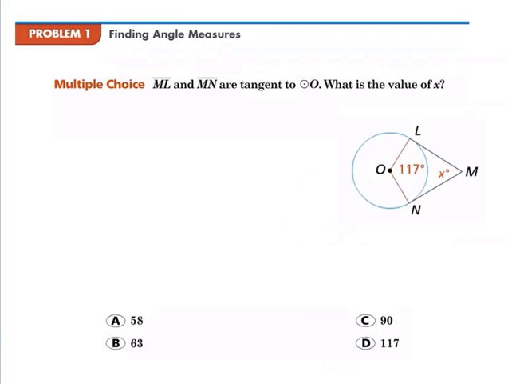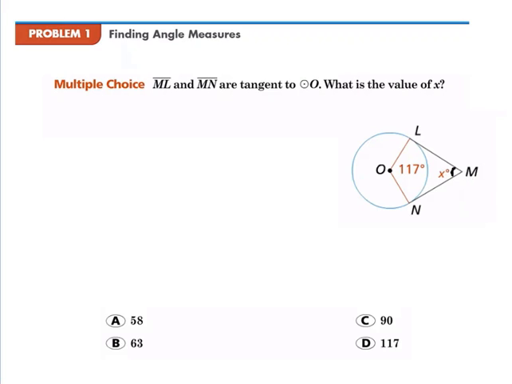Okay, so let's try and use that property now to solve a problem involving a circle, some tangents, and some angles that we form when I connect them all here. It says segment ML, which is the one I'm pointing to right now, and segment MN, they are both tangents to circle O. O is the center point. What is the value of X? Now, X is the angle at point M.